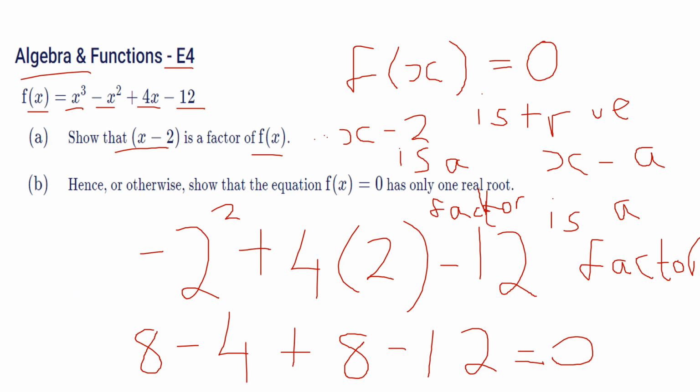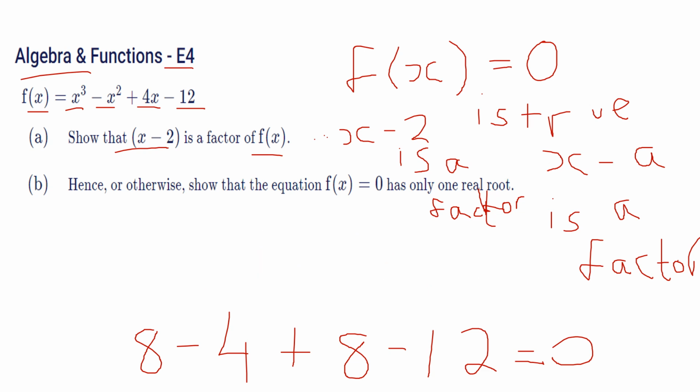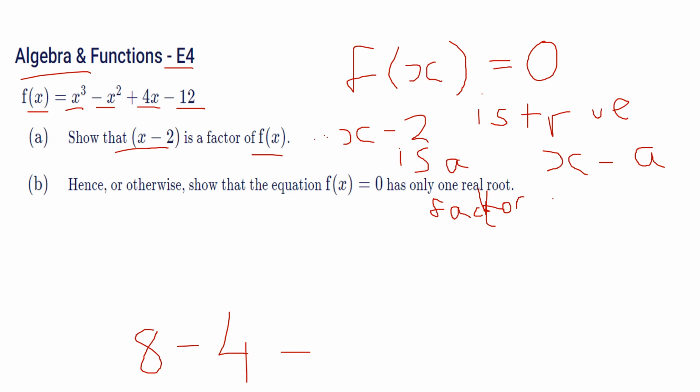Okay, what about part B? Part B says hence or otherwise, show that the equation only has one root. So show that f of x equals 0 only has one root. I'm going to use polynomial division here to work out the other quadratic part and then show that the discriminant of the quadratic is less than 0. Hence, the quadratic will not factorize. So let's work it out.